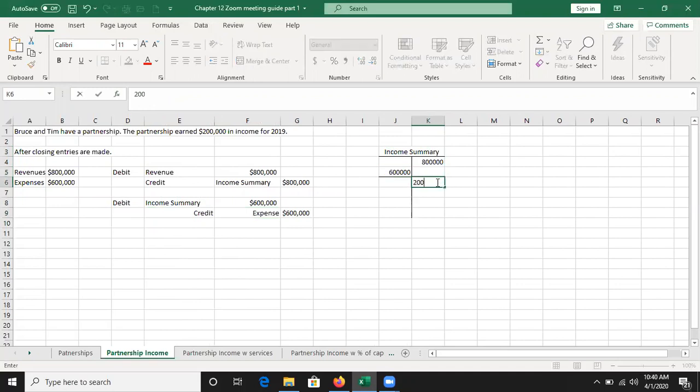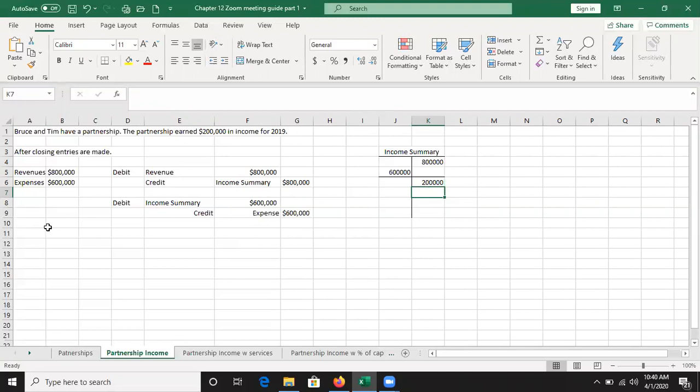And then the difference is 200,000. So that's where this net income comes from. So when income summary has a credit balance, it's net income. If income summary had a debit balance, it would be a net loss, because that means expenses are greater than revenues. Okay, just something to keep in mind.